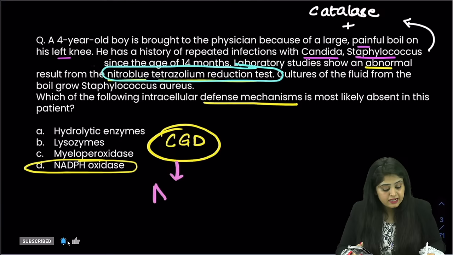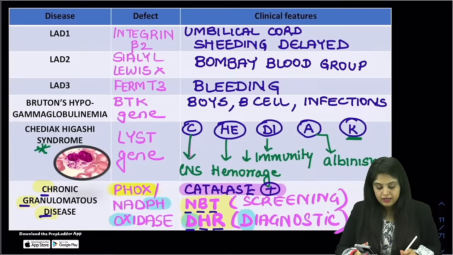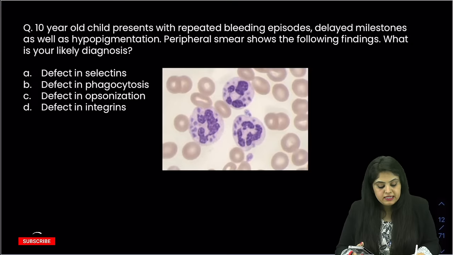I hope this table, guys, I hope it's clear to everyone. This is going to be your last minute flashcard revision for all the inflammation related disorders. I hope you are ready for a question based on this table. Yes, there's a 10-year-old child who's presented with repeated bleeding episodes with delayed milestones as well as hypopigmentation. Peripheral smear has been shown in front of you. What is your likely diagnosis?